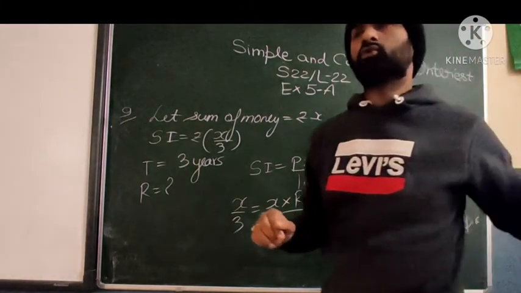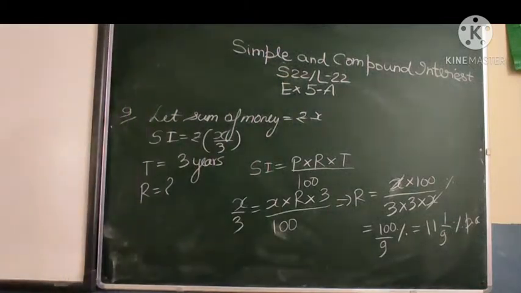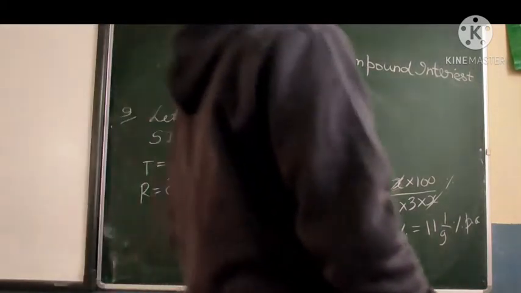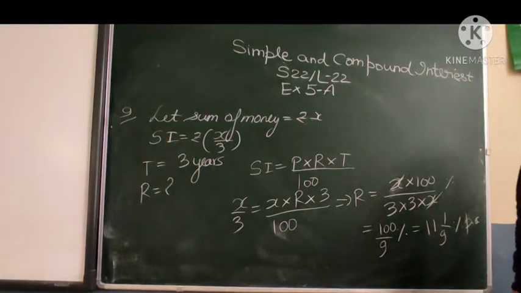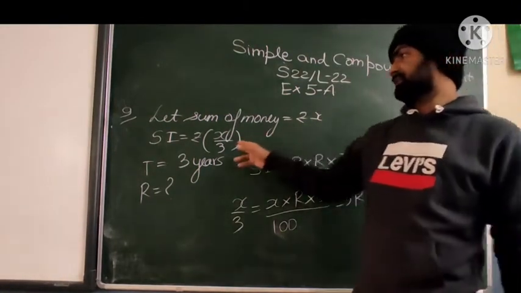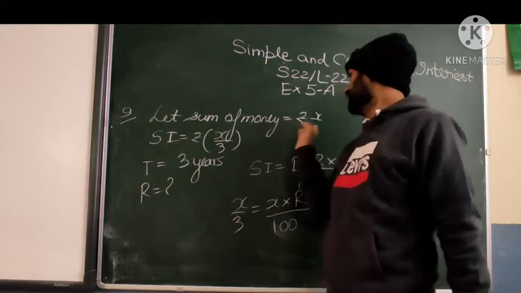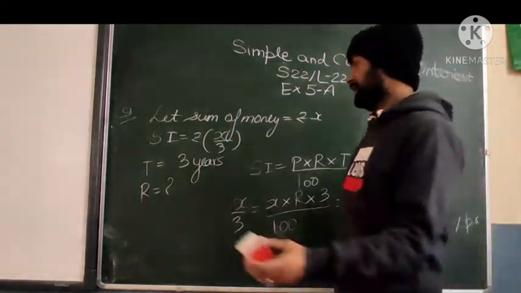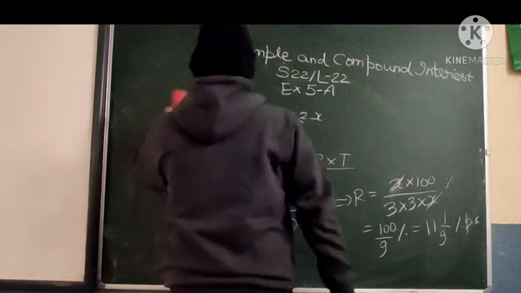Nothing difficult in this question, only a simple concept of linear equations that you need to apply and understand what this thing is here. So sum of money, simple interest is X by 3 means 1/3 of the sum of money. Okay. Let's take up another question.